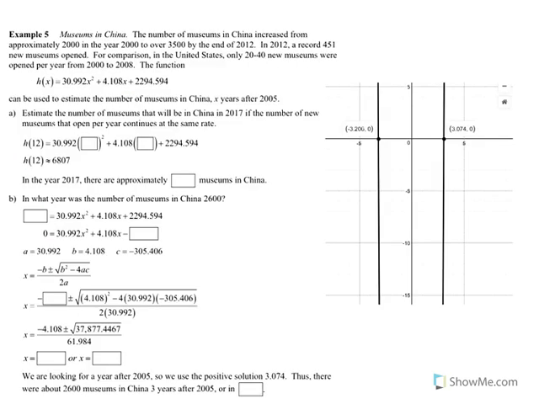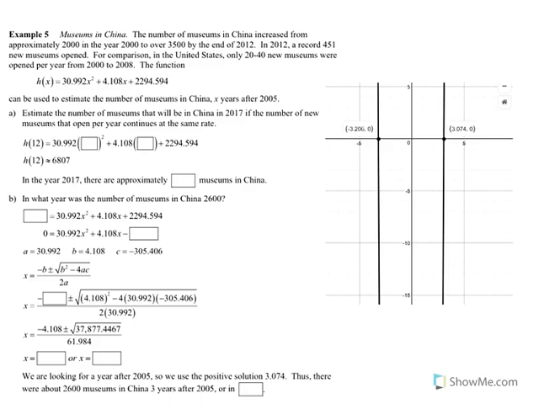Okay. A word problem. The number of museums in China increased from approximately 2,000 in the year 2000 to over 3,500 by the end of 2012. In 2012, a record of 451 new museums opened. For comparison, in the United States, only 20 to 40 new museums were opened per year from 2000 to 2008.